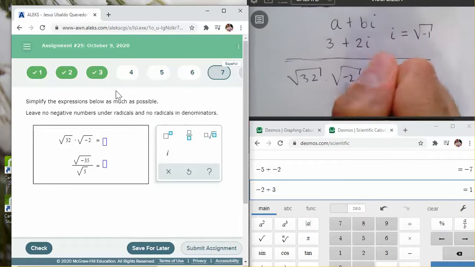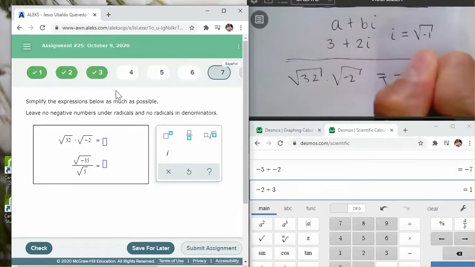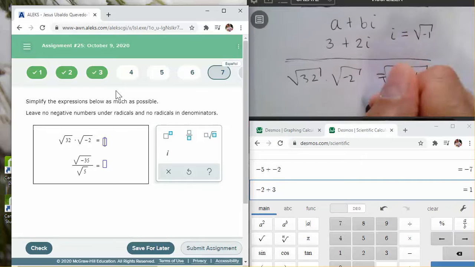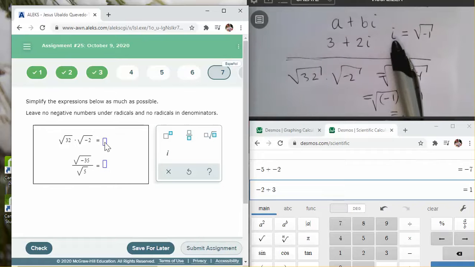When we do the multiplication, we got -64. Now we factor the negative part out of the 64, and then 64 is a perfect square. So the square root of 64 is 8, and the square root of -1 we said is i, so this is 8i. So for this exercise we say 8i.